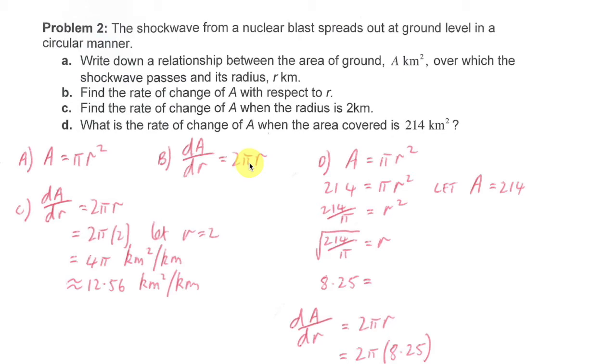C, find the rate of change when the radius is 2 kilometres. So we make use of our derivative and we substitute r equaling 2 into it. And we end up with 4 pi kilometres squared per kilometre. So the area is increasing at a rate of 4 pi kilometres squared for every 1 kilometre of radius increase. That's approximately equal to 12.56 kilometres squared per kilometre.